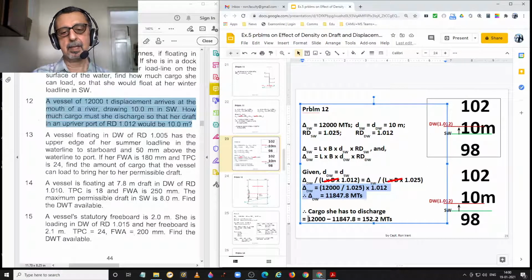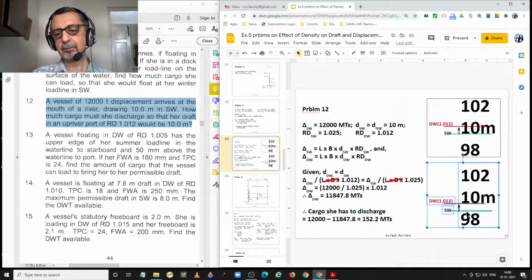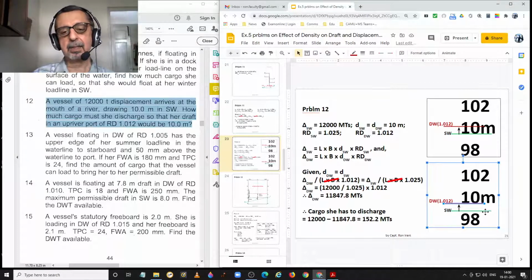We know her displacement on arrival was 12,000 and she has to reduce her displacement to 11,847.8. Therefore, she has to discharge 152.2 metric tons. After she discharges 152.2 metric tons, her water line, when she is floating in salt water, will be at this level. And when she goes into dock water of 1.012, the water line will automatically settle at the bottom of 10-meter draft.